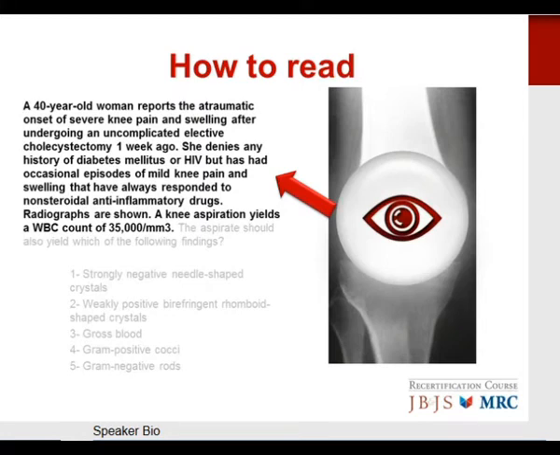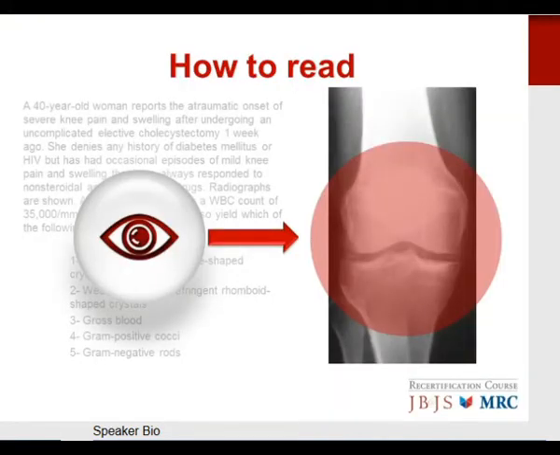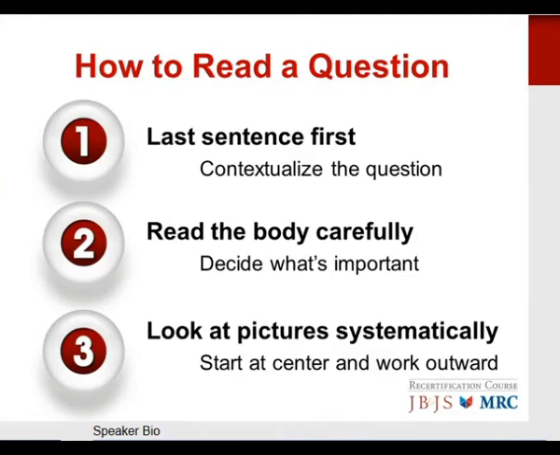The next step, I do want you to look at the image, of course, and I want you to do it in a systematic fashion. Look from the inside out. What you want to beware is the fracture missing at the end of the image. A classic example would be a radiograph of an ankle, and the fracture is actually a base 5th metatarsal fracture. So do not miss those peripheral fractures or peripheral injuries. Look at all your images in a systematic fashion. So how to read a question? Read the last sentence first and contextualize the question. Next, read the body carefully and pick out what's important, and then look at the picture systematically by starting at the center and working outwards.